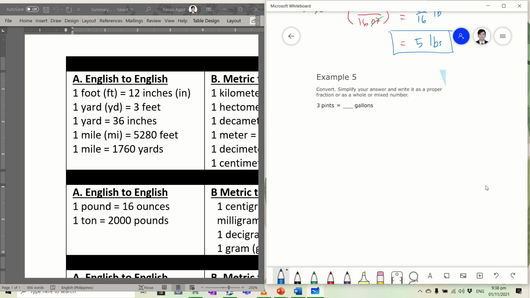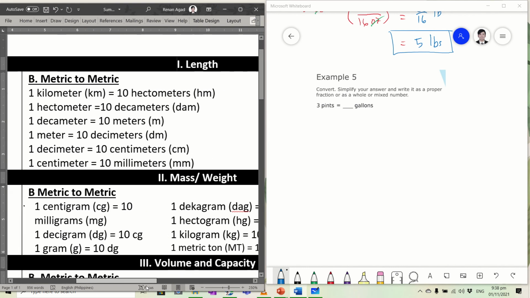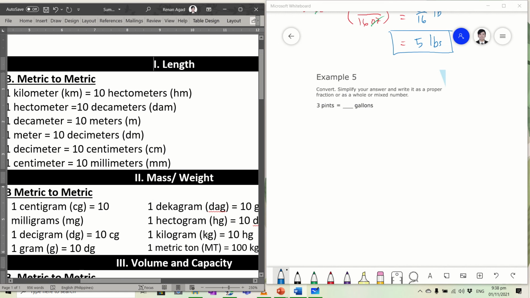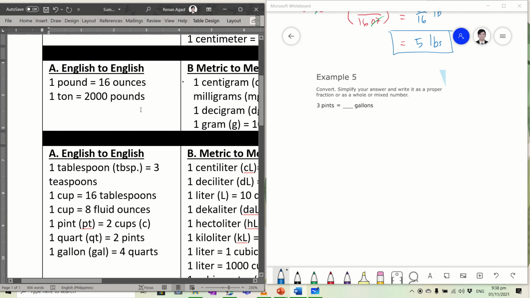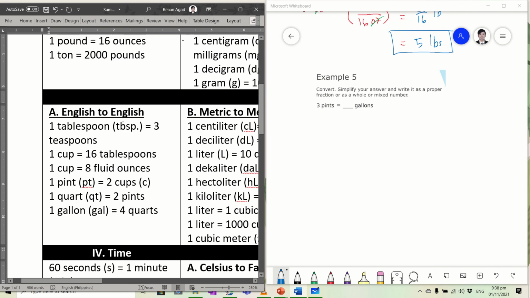Okay, but anyway, we're converting pints and gallons and both are English units. So, pints and gallons are what? This is not length anymore. This is not mass or weight, but it is a volume or capacity. So that's English to English. So that's how you will use the summary of conversion factors. Then you look for the conversion factor that relates pints to gallons. So pints is here. Okay.